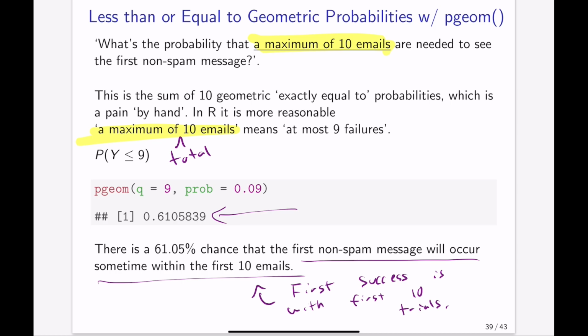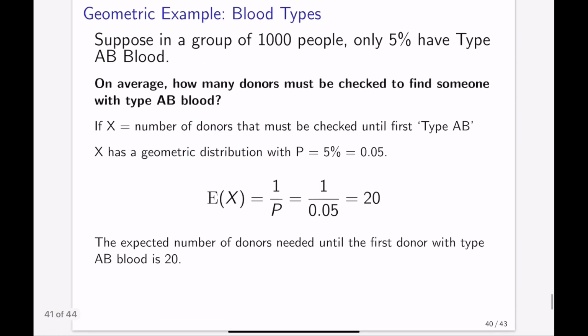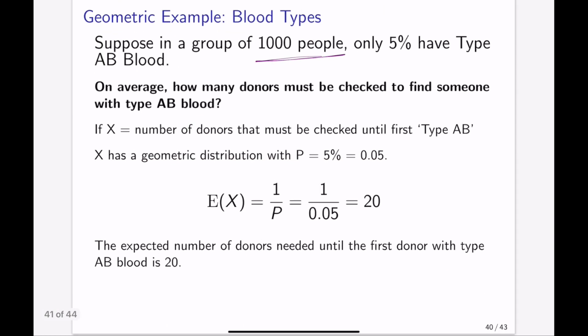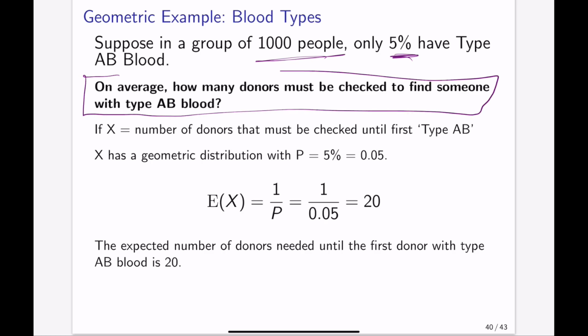Let's do another example with different data. Suppose we have a group of 1,000 people, and in those people, 5% have type AB blood. The question says, on average, how many donors do we have to check to find someone with type AB blood? Type AB blood is our success for this problem. It's always good to start out by paying attention to that, which means that the probability of a success, which is p, is 5%. We're going to be using the decimal equivalent, 0.05.